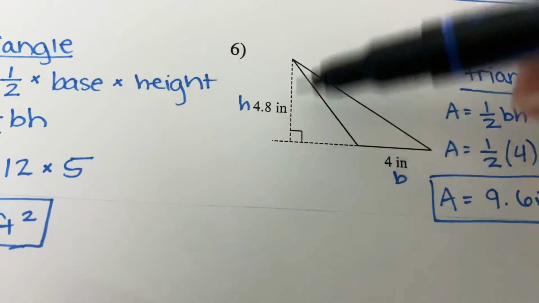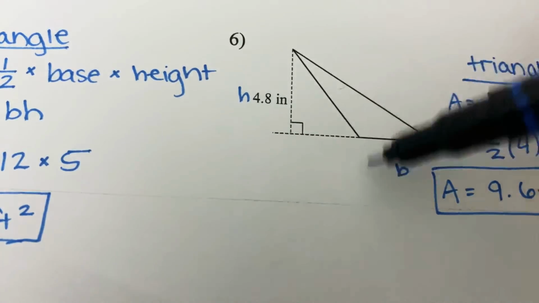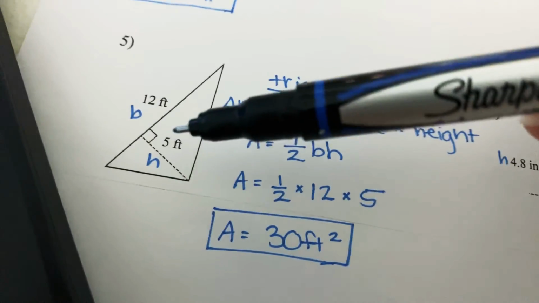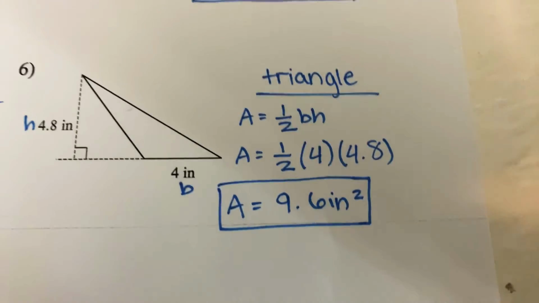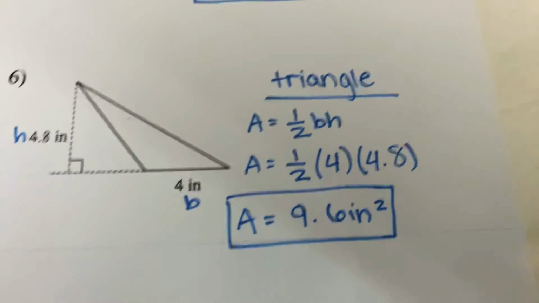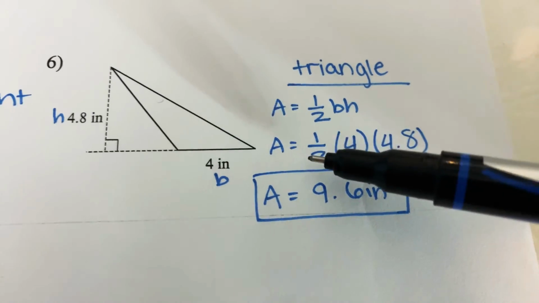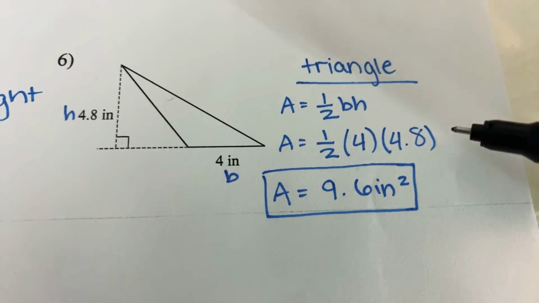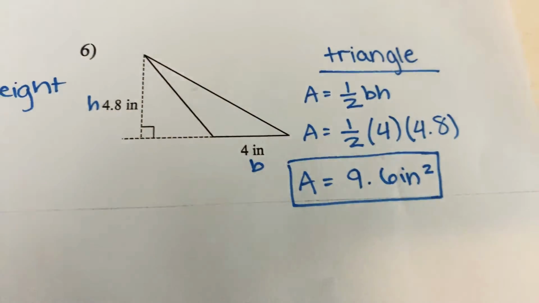Okay, so sometimes you will see the height of a triangle on the outside of the shape, and sometimes you'll see the height of a triangle on the inside of the shape. It doesn't change anything. I just don't want you to get confused on where to look. Okay, so same formula, 1/2 base times height. So 1/2 times 4 times 4.8, and you get 9.6 inches squared as your answer.